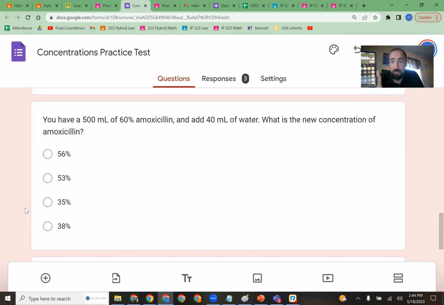So 300 milliliters of amoxicillin. Now we're adding 40 ml of water to the original total volume of 500. So now it's 540, right? Originally we had 300 milliliters of amoxicillin in 500 milliliters of solution. It was 0.6, which is 60%. Now we have 300 milliliters of amoxicillin in 540, so just 300 divided by 540. Now it's 0.5555555 repeating. So instead of 60%, we can call this 55.55555.